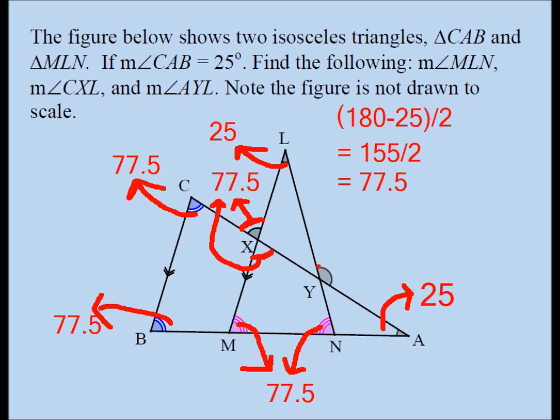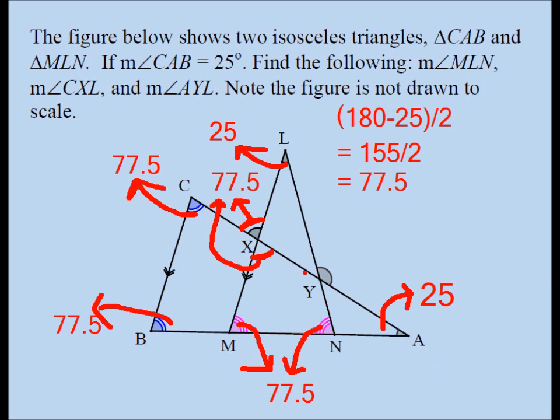Okay, now I need to find this angle. XYMN is a quadrilateral, and the sum of the four angles of any quadrilateral is known to be 360 degrees. And we know the remaining three angles. Each of the remaining three angles is 77.5.